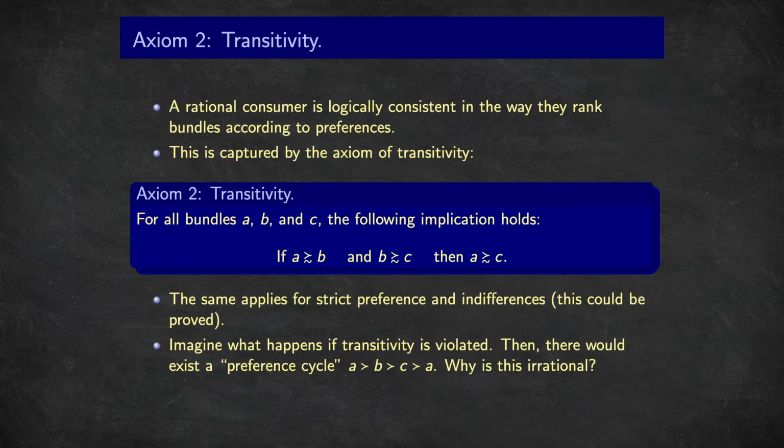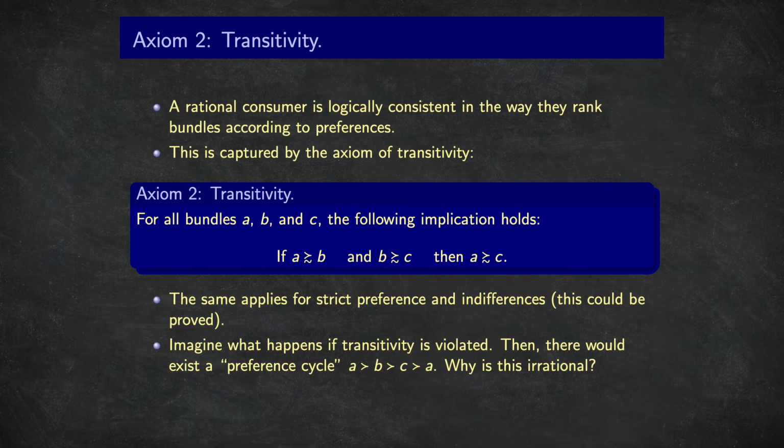The next axiom is called the axiom of transitivity. This is going to do a lot of the heavy lifting as far as our definition of rationality is concerned. One way to think about transitivity is as a consistency requirement that the consumer is able to put things in order. They are able to take several bundles of goods and put them in order of which they like from best to worst. So let me read the formal definition.